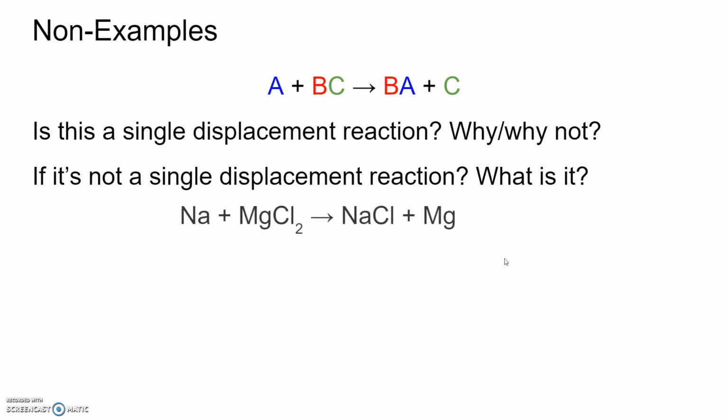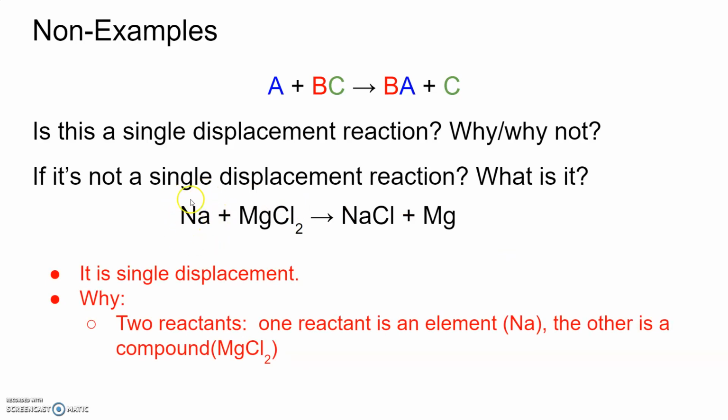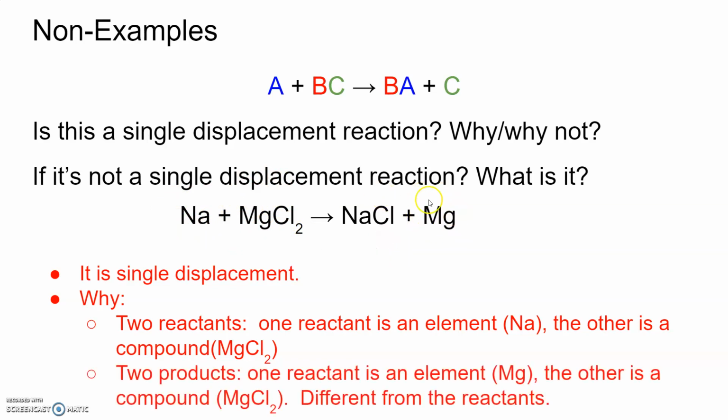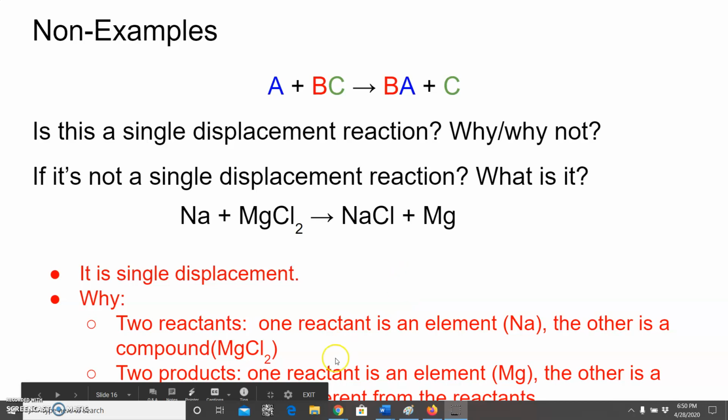All right, last example. Is this single displacement? It is, and we know that because we have two reactants. One is an element, sodium, Na, and the other is a compound, MgCl2. And we also have two products. One is an element, magnesium, and the other one is a compound, NaCl. Sorry, I just had to correct that at the bottom there. So this is a single displacement.